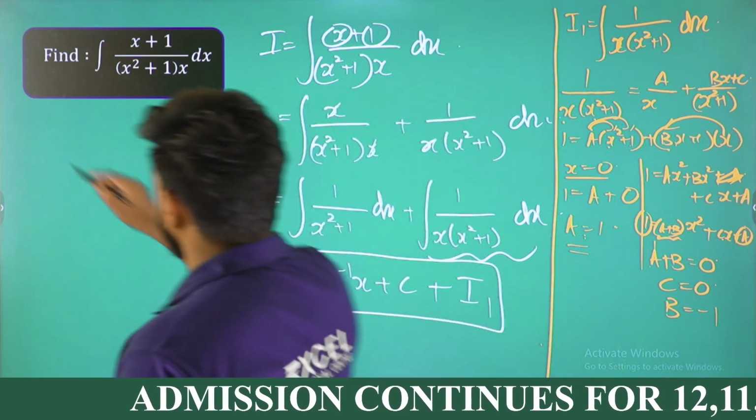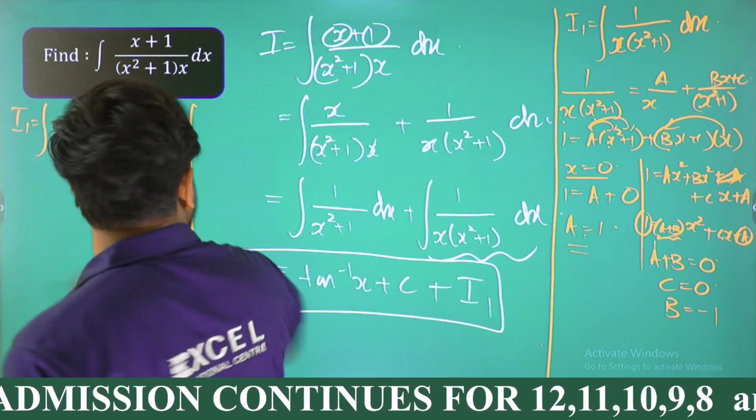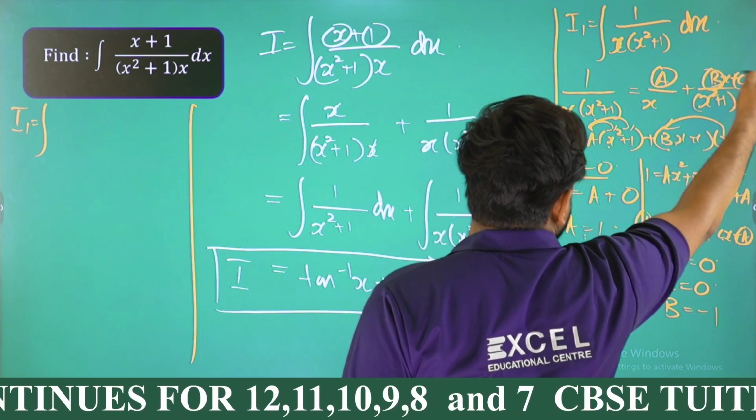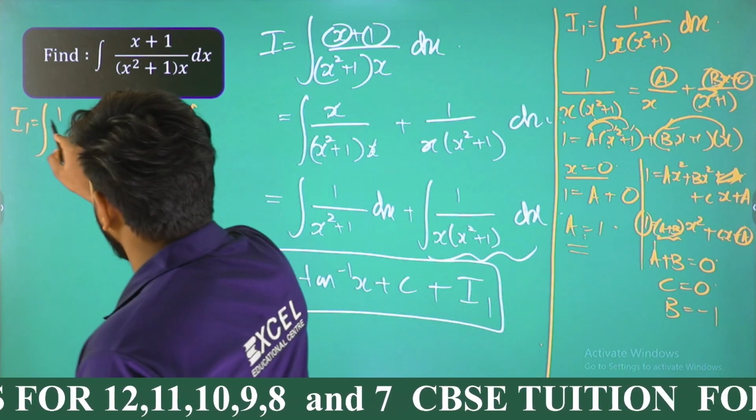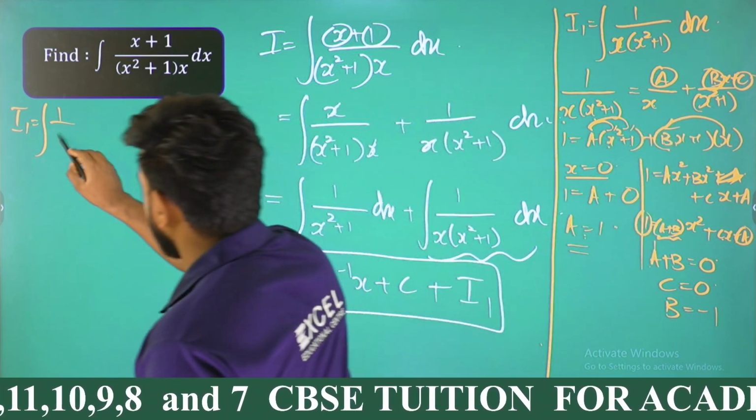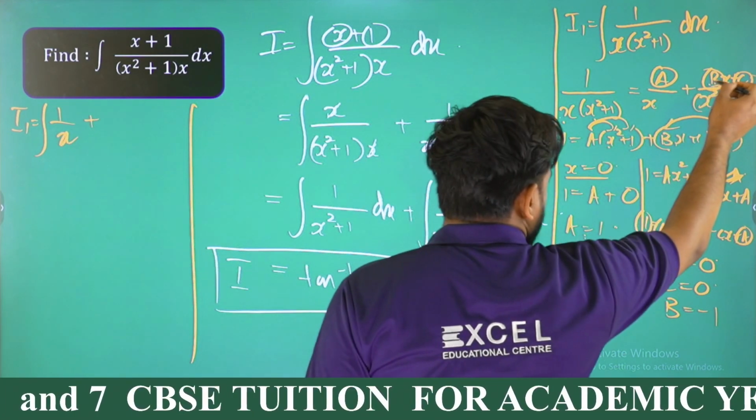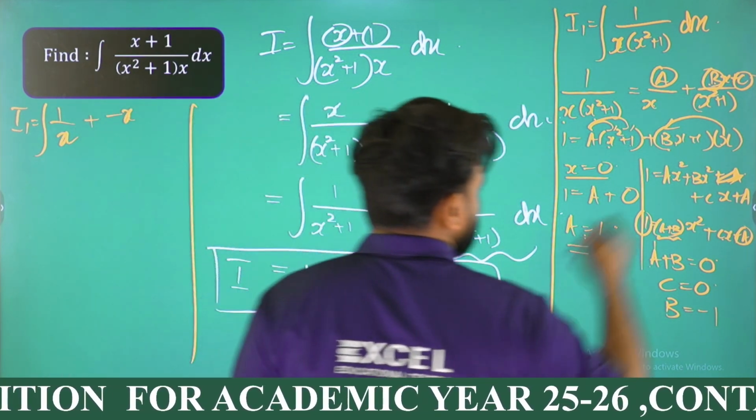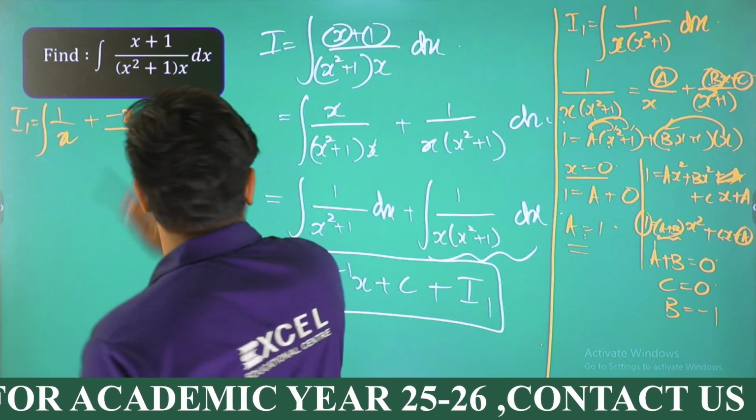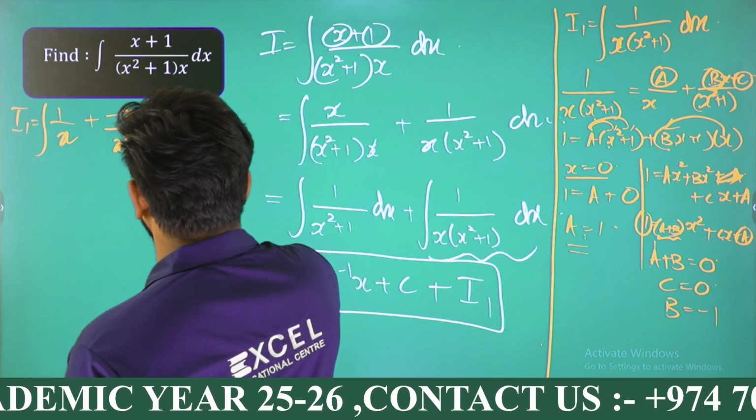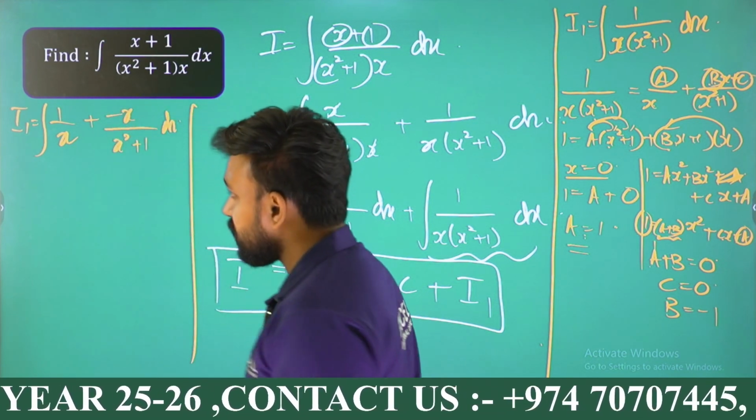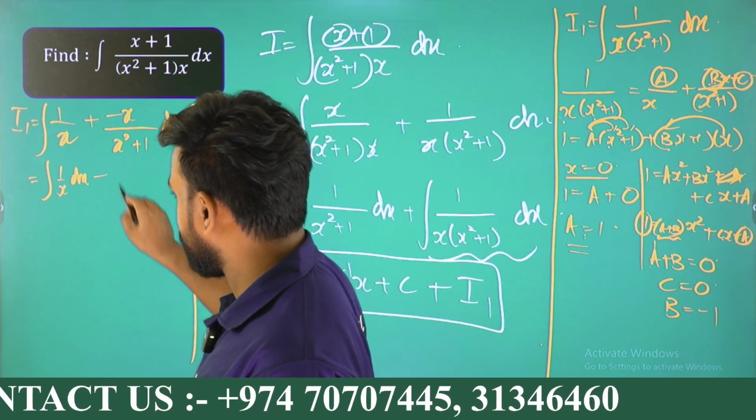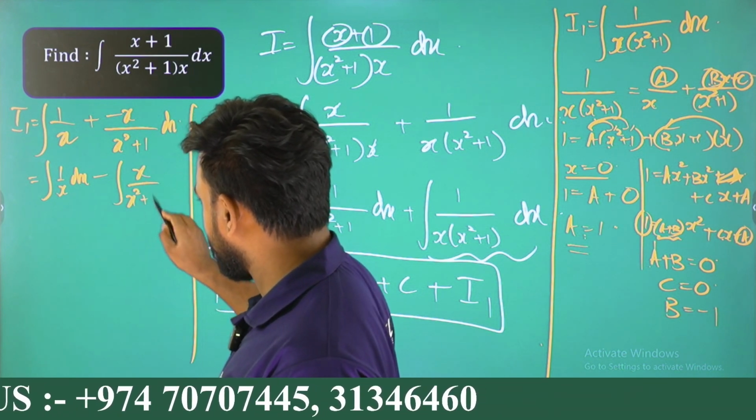What will we get? I1 is equal to the integral. Instead of this one, I'll use this one, in which we got a, b, c. What is a? 1 by x, plus what is b? B is minus 1, so minus 1 into x is minus x, plus c is 0, divided by x square plus 1 dx. So let me integrate this one. Integral of 1 by x dx minus integral of x by x square plus 1 dx.